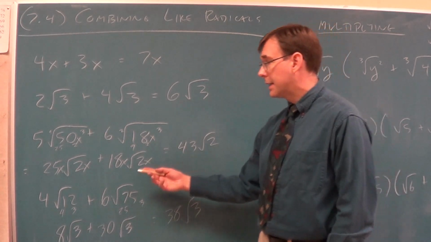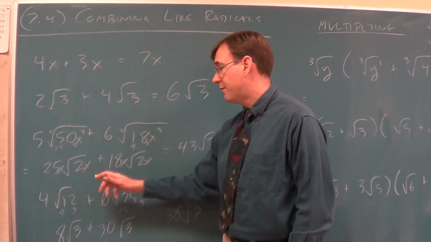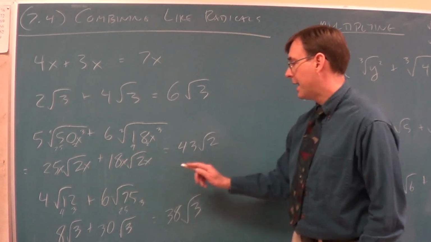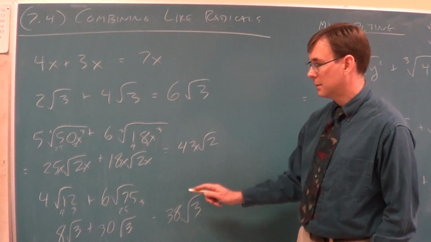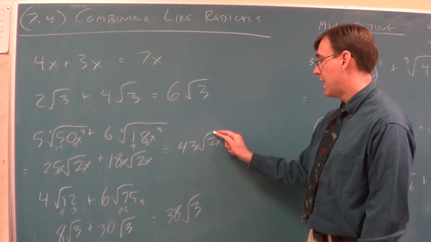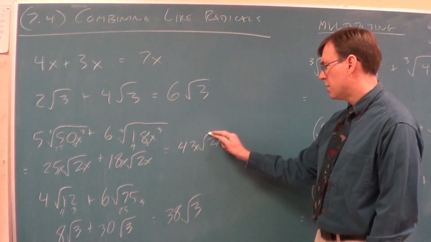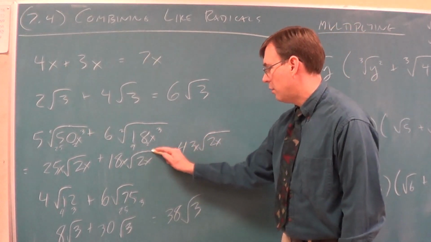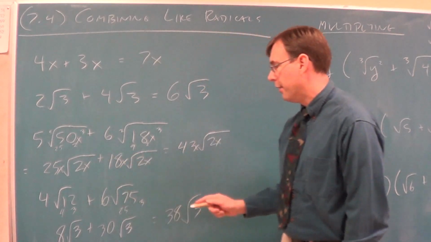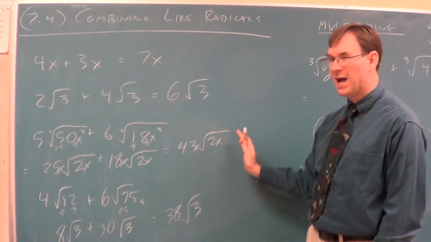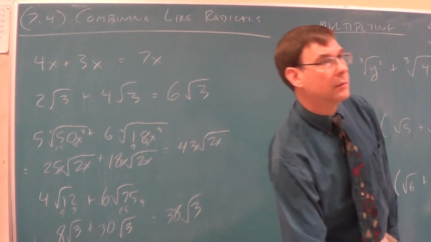If you have something like that, these are still like. 25x can still add 18x to make 43x, and the 2x can just stay underneath. Just make sure your radical sign is long enough always to include everything that's under it. You don't want to make it look like something's out when it's actually in.